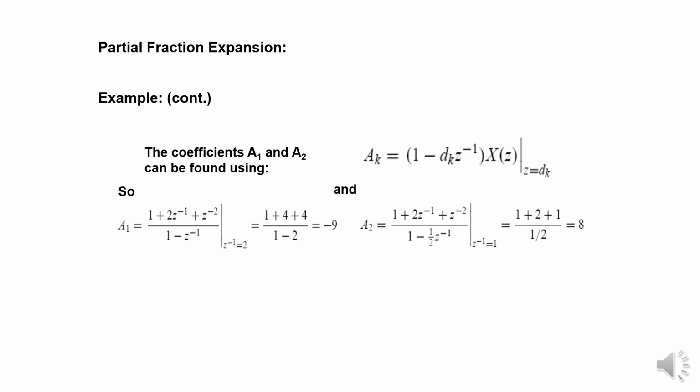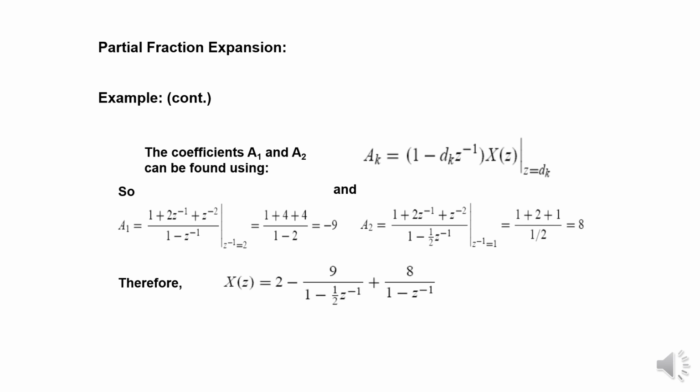In order to find a2, what you have to do is multiply X(z) by 1 minus z to the power minus 1, because a2 is the numerator of the 1 minus z to the power minus 1 factor, right? So then what you are getting is 1 plus 2z to the power minus 1 plus z to the power minus 2 divided by 1 minus 1 over 2 z to the power minus 1, right? And for that one, substitute back z to the power minus 1 equal 1, right? So like this.